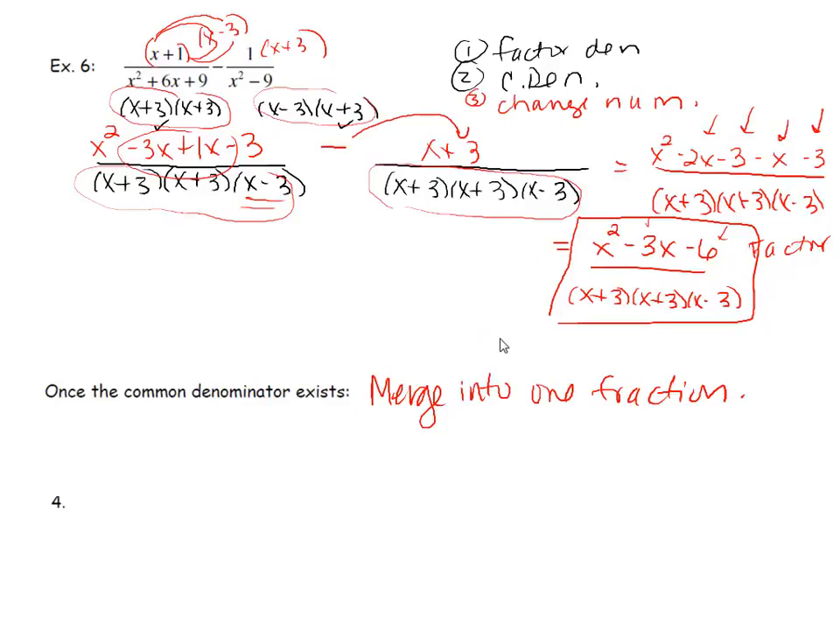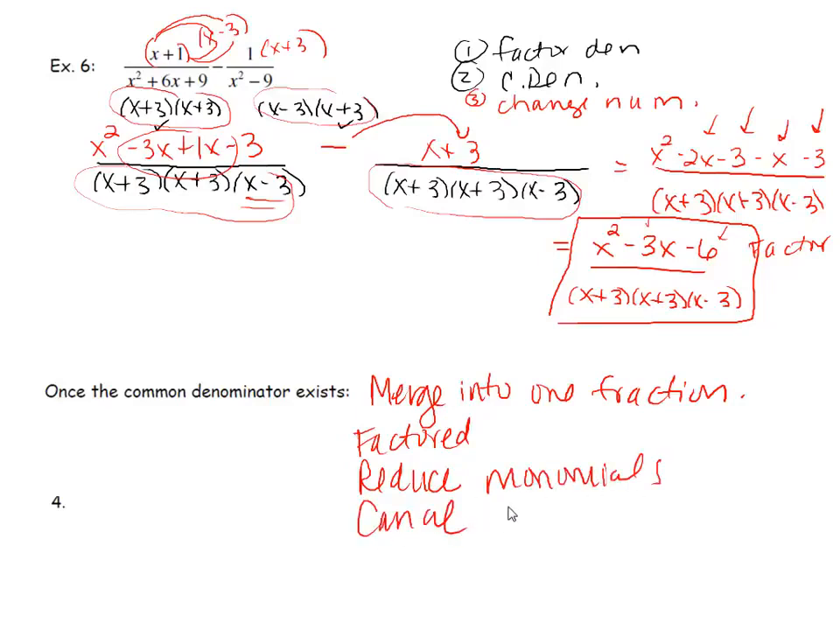So let's recap here. What we did is we factored our denominator, we got a common denominator, we had to change the numerator. So once all that was intact, then we merged it into one fraction, and then we factored anything we still could, so we can try to reduce monomials or try to cancel binomials and trinomials, etc.